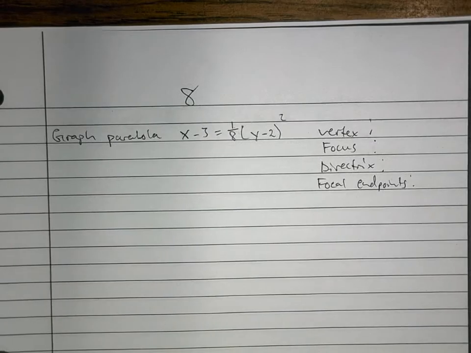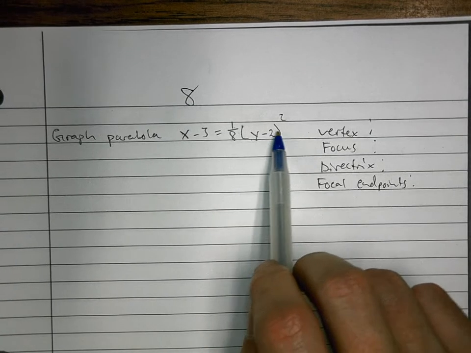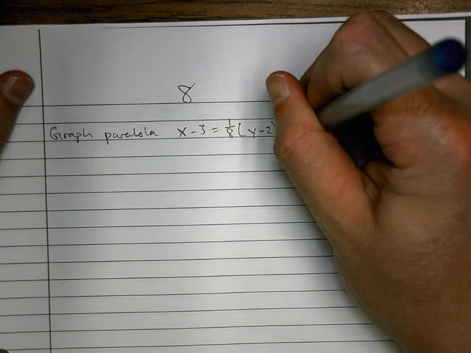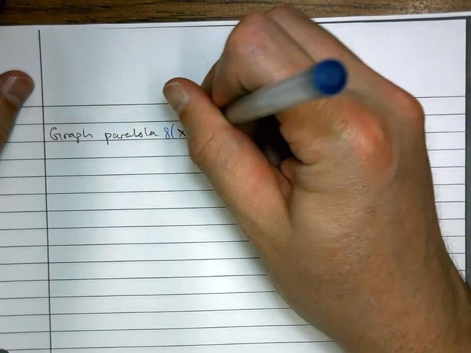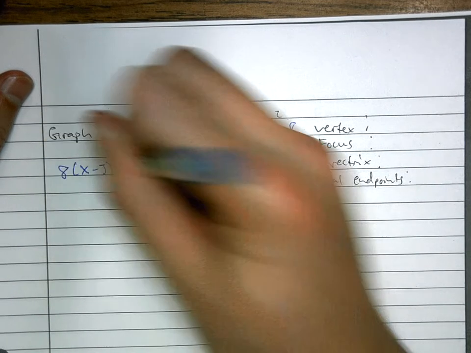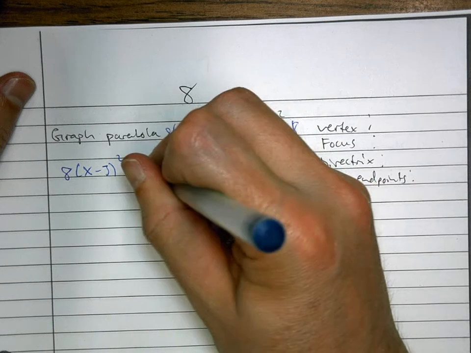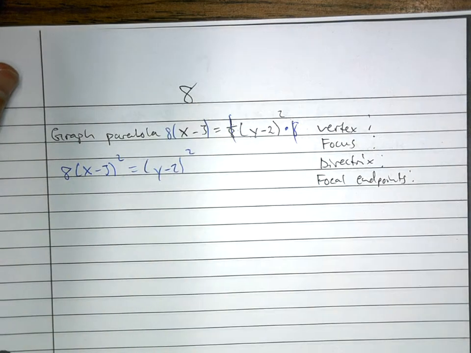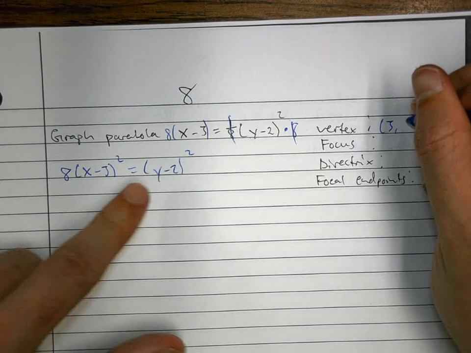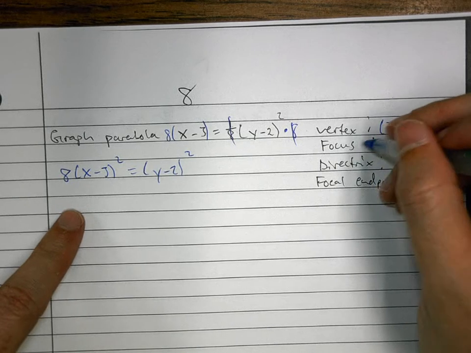Okay. For this one, to put it in focal width form, we need to get the squared term by itself. So we're going to multiply both sides by 8. So we get 8 times x minus 3 squared is equal to, those cancel, y minus 2 squared. Our vertex is going to be at +3, +2. Our focus, well, let's graph it.